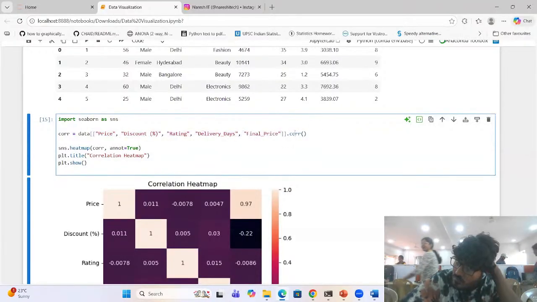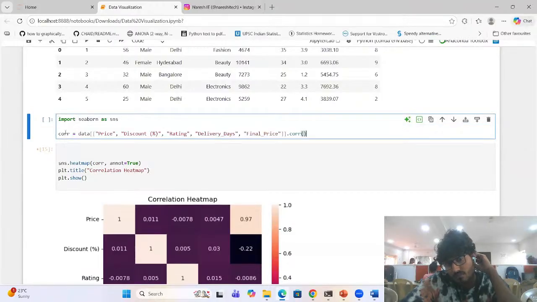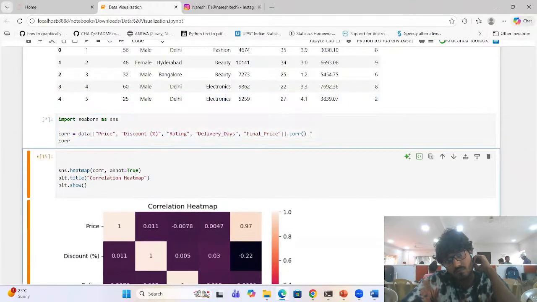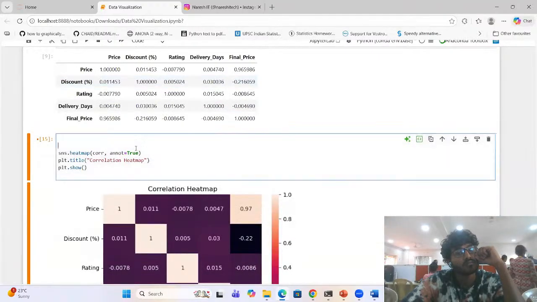On top of it, I'm applying the function called CORR. It is short for correlation. Whatever metrics I get, I'll save into this variable called CORR. Let me print this. See, whatever metrics table you are getting, you are going to visualize the same table as grids with different colors. That is nothing but a heat map. Okay, so now you tell me.